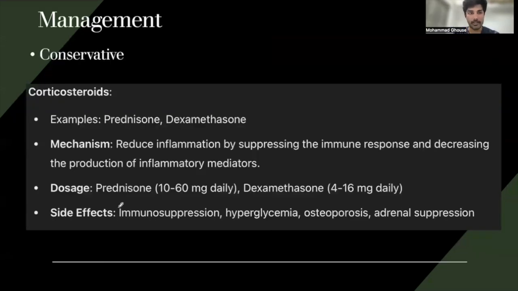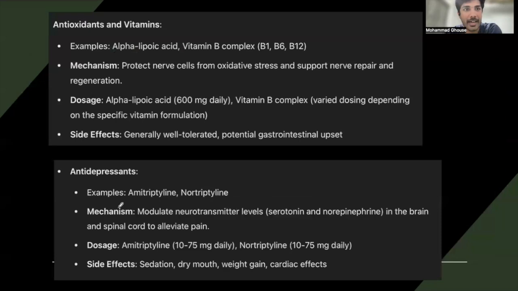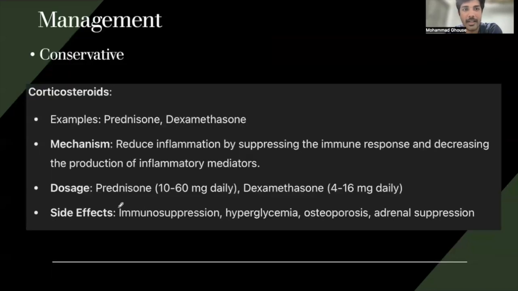So how do we manage it? We can broadly divide them into conservative and surgical modes of management. The first thing, the conservative methods, especially the pharmacological management. The most common drugs which we use are corticosteroids, antioxidants and vitamins, and a few agents to reduce neuropathic pain, which I'll be talking about further.